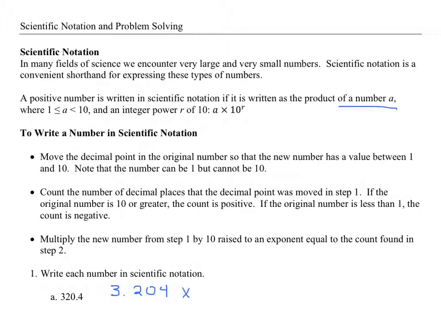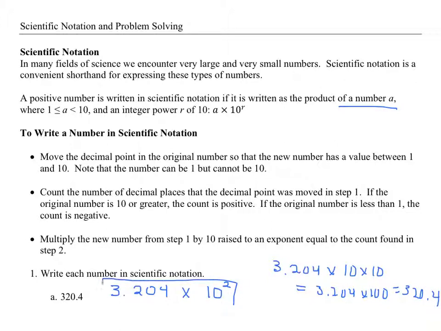And then, if I am making the original number smaller, my exponent is going to have to be positive. So I moved it 2 places. So it would be 3.204 times 10 to the second. Let's think about what that means. That really means 3.204 times 10 times 10, or 3.204 times 100, which is the same thing as 320.4. Okay? So here's the number written in scientific notation.